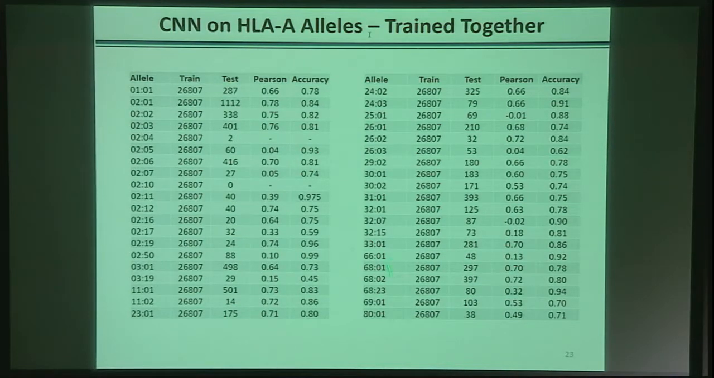And then next, we train all of the HLA alleles together. We pool all of the HLA type alleles together. And then you can see that the total data set is roughly about 27,000 data points. And for each test, the data set will be exactly the same because that is specific for each allele type. And then again, we estimate the Pearson correlation as well as the accuracy. And you can see that we can pretty much predict neoantigens for the majority of the HLA types. And the accuracy is much better than training the HLA alleles individually.